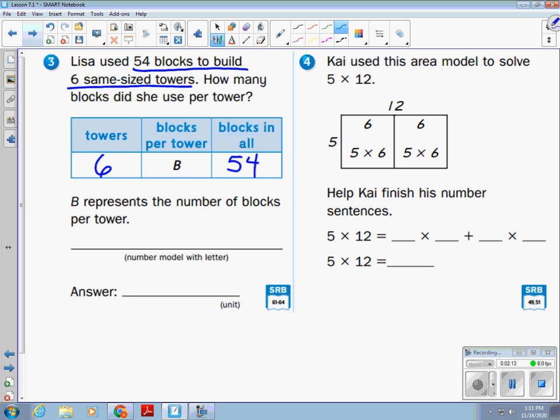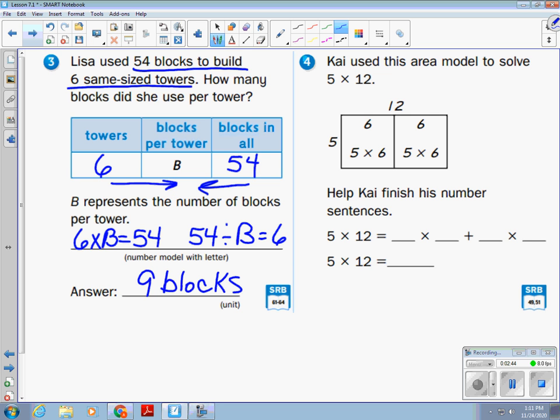All right, so our number model that we could use for this would be 6 times B equals 54, or if we went backwards, we could do 54 divided by B equals 6. Okay, and then my answer is going to be 9 blocks. Boys and girls, you do your division problem however you choose to do it, whatever strategy works best for you.